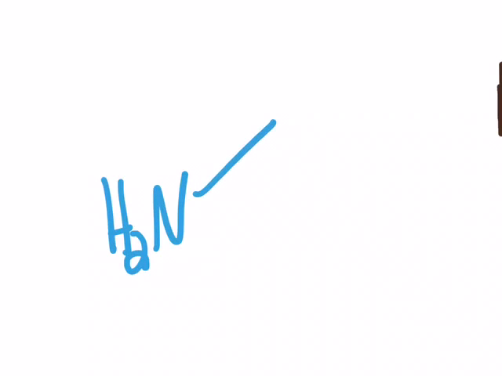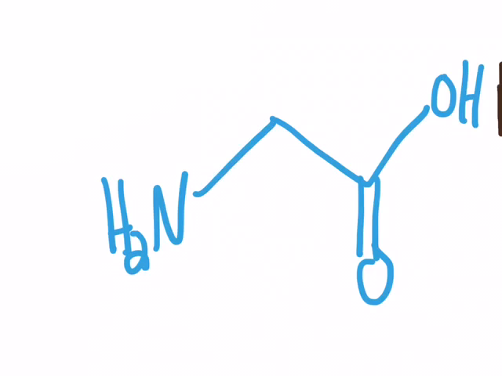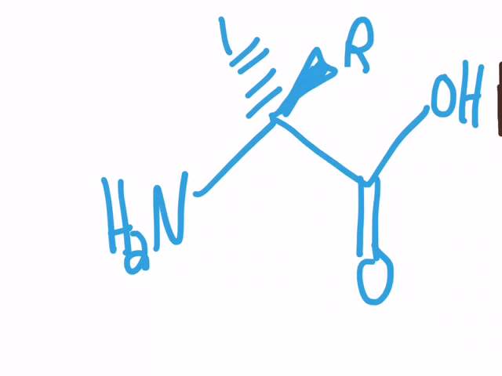So the amino acid will have your alpha amino group, your tetrahedral alpha carbon, and your carboxylic acid. So H2N attached to your tetrahedral carbon, and then this is going to be attached to your carboxylic acid. And then we have your R group, and then a hydrogen attached to it. And the R group is going to vary for every amino acid, and this is going to make each amino acid unique.